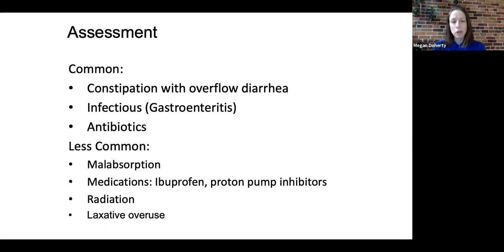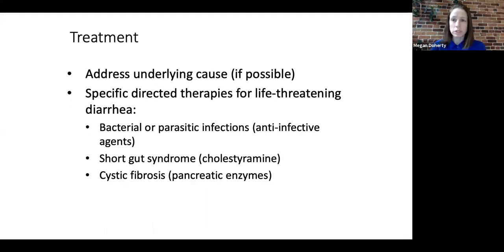Additional but less common causes include malabsorption, which may be more relevant in patients with cystic fibrosis or other diseases associated with GI tract malabsorption, such as Shwachman-Diamond syndrome. Medications can also cause diarrhea at times, radiation, and laxative overuse.